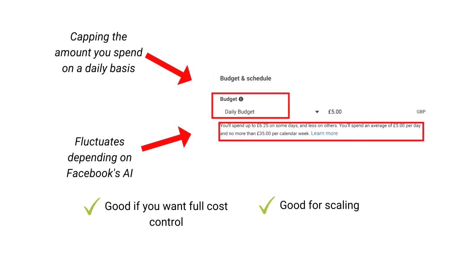Now, with the daily budget, you're essentially putting a cap on the amount you spend on a daily basis. Well, here's the thing. Even though you're telling Facebook how much you want to spend each day, depending on Facebook's algorithm, they may still spend less on some days and more on other days, and it all depends where it thinks it should be spending.